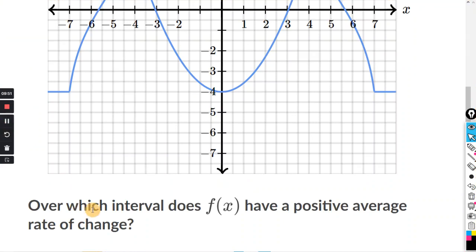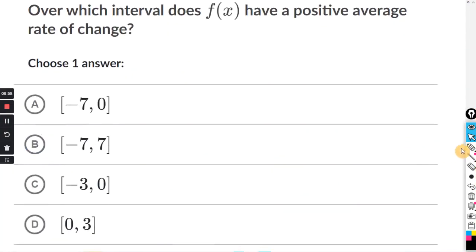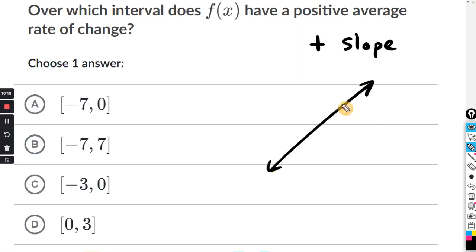Over which interval does f of x have a positive average rate of change? Okay, we are simply looking for a positive slope. And what does a positive slope look like? Well, that goes up and to the right. Or you can say it goes down and to the left, same thing. But that's what a positive average rate of change is, a positive slope. So we're going to look at these x values. Perhaps we can connect the points and see if we have a positive slope, that's all.